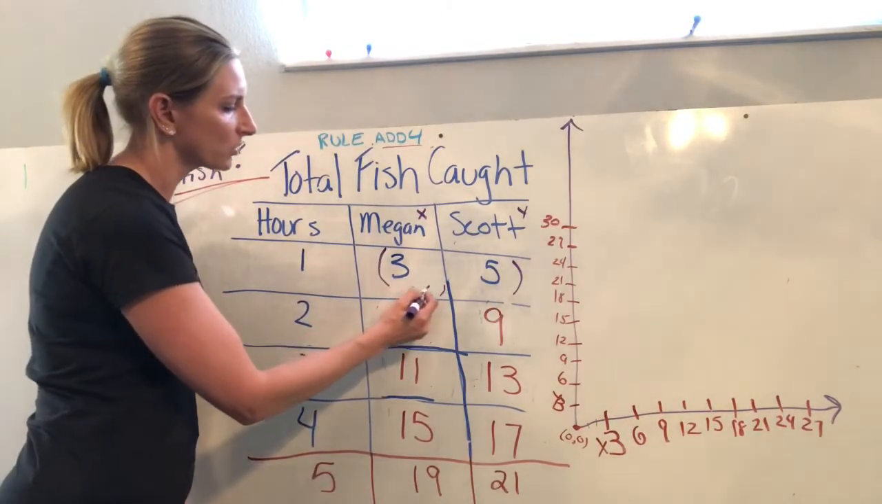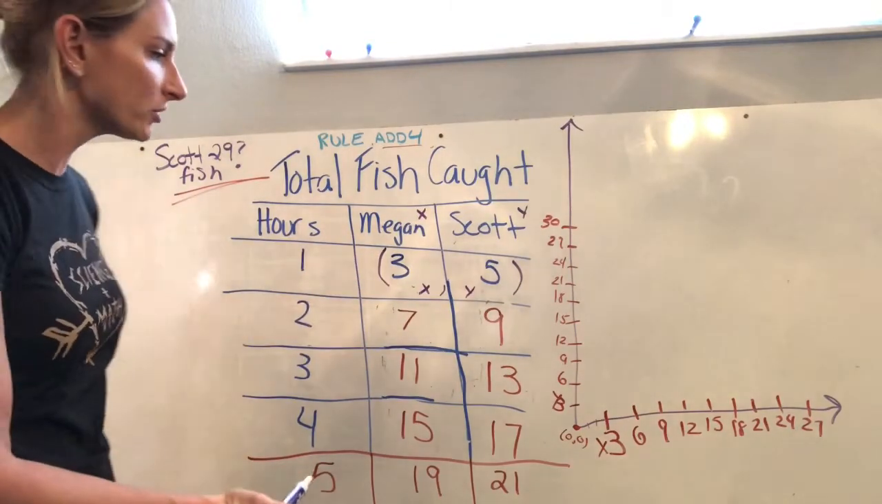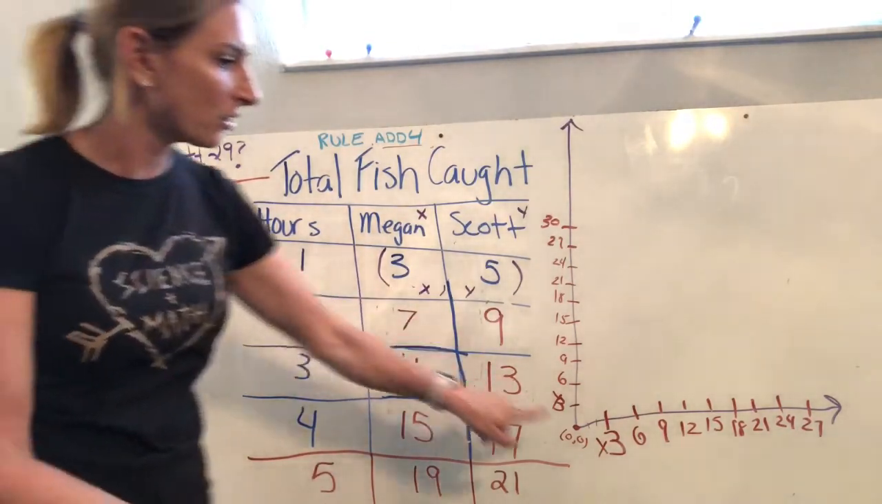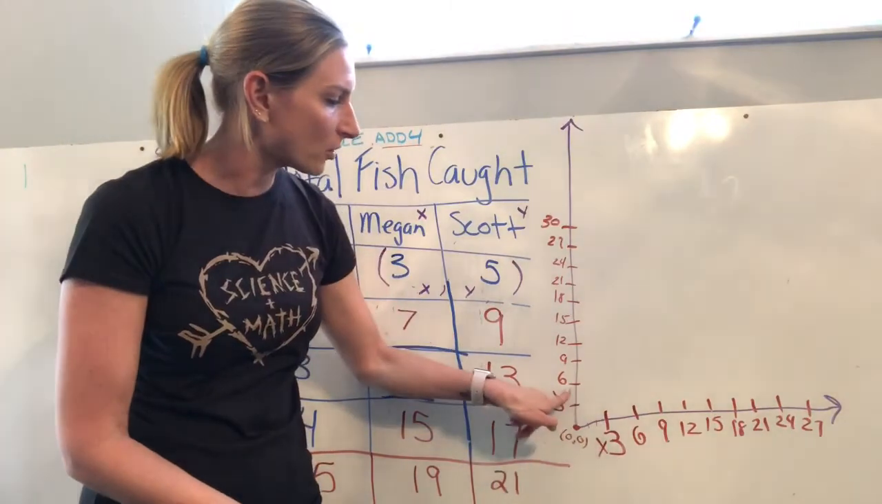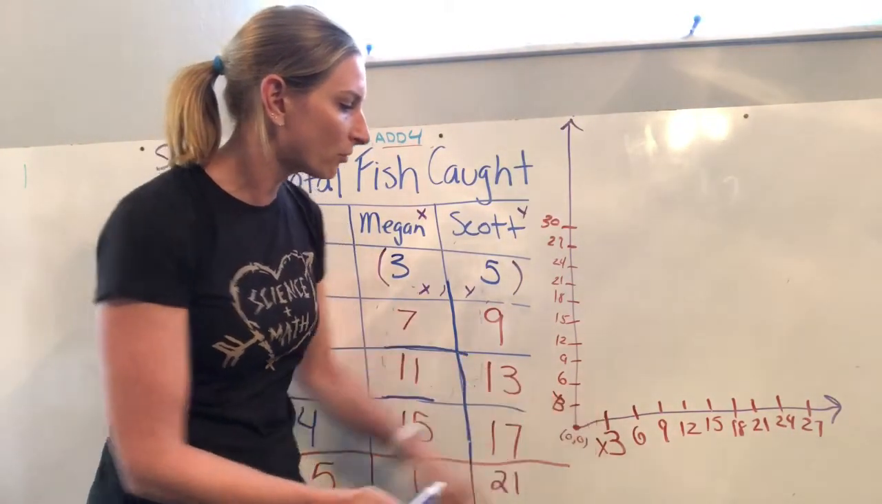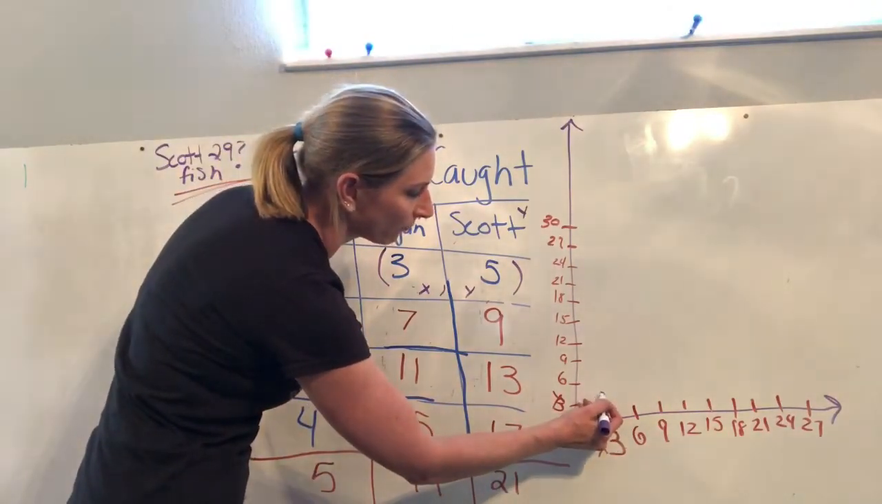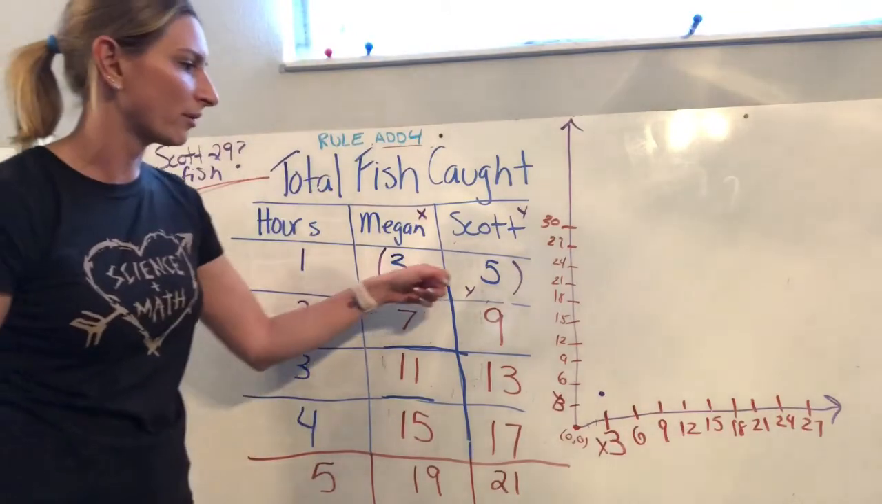So this point is 3 on the x and 5 on the y. So let's plot that over here together. So 3 is Megan, 3 on the x, 5 on the y. So I'm a little bit below the 6 on the y, but I'm right on the 3 for Megan. So I'm going to go over 3 for the x and then up 5 for y. So that's going to be 0.35.